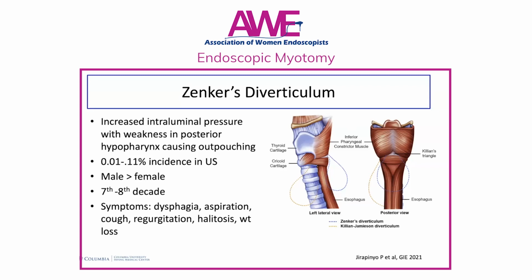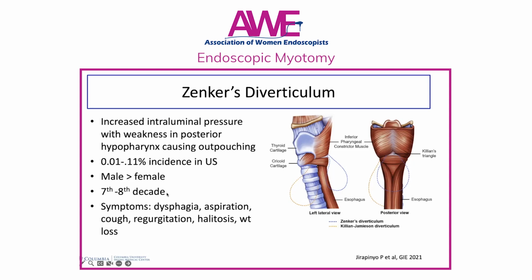So Zenker's diverticulum, as you may know, is when there is increased intraluminal pressure with simultaneous weakness in the posterior hypopharynx, or the Killian's triangle, that causes an outpouching. When it's a lateral outpouching, it's known as a Killian-Jamieson diverticulum, and posteriorly is a Zenker's diverticulum. The main difference between the two is that you do have to worry about the recurrent laryngeal nerve when you're dealing with a Killian-Jamieson diverticulum, which is why some of the more standard therapies that we see with Zenker's can be somewhat risky. That's overcome by the Z-POEM technique.